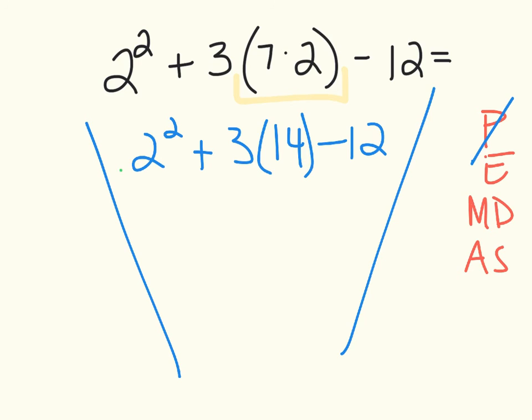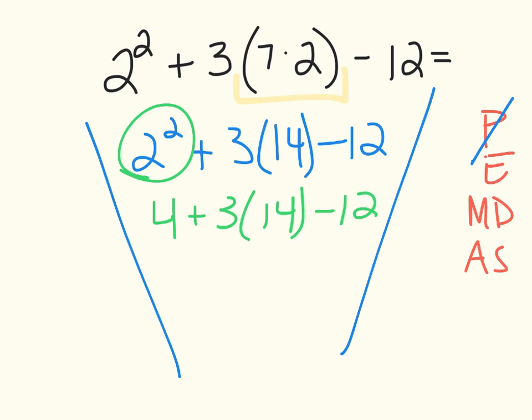If I look at my exponents, I have 2 to the second power, which is 2 times 2. 2 times 2 is 4. And I'm going to rewrite the rest of my number sentence. Do I have any more exponents? No. So I'm going to move on to multiplication and division. Please remember that when you have a number that is next to a set of parentheses, it means multiplication. So I'm going to do 3 times 14. And 3 times 14 is 42. And I'm bringing down the rest of my problem.